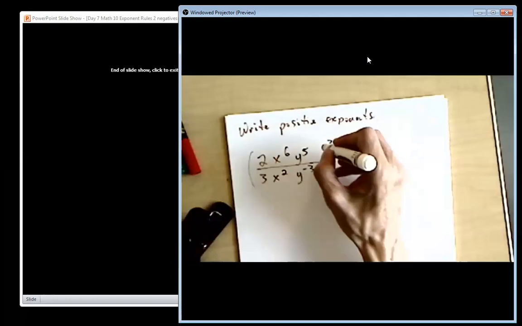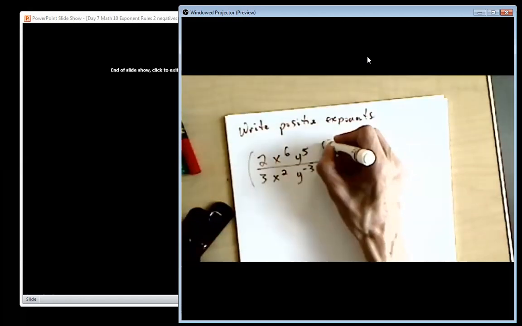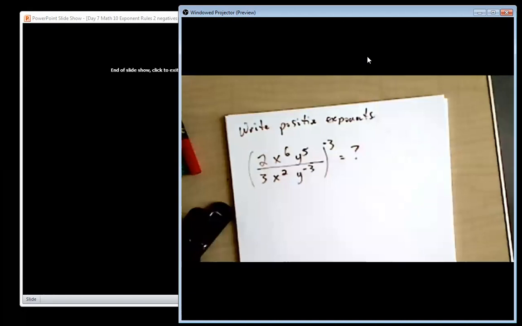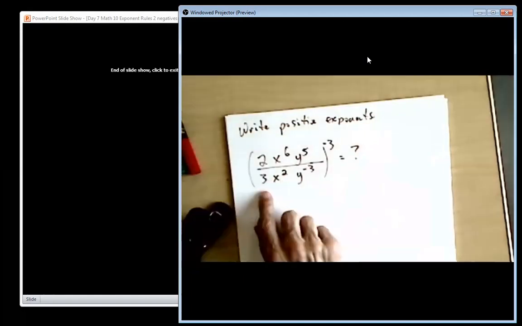Let's make it a -3 altogether. -3. Don't want it too easy for you. Okay, so how are we going to attack this one? Inside first, okay? Taking a look at the 2 and the 3. Anything there? Do they divide into one another? Can they reduce? No, that's finished.